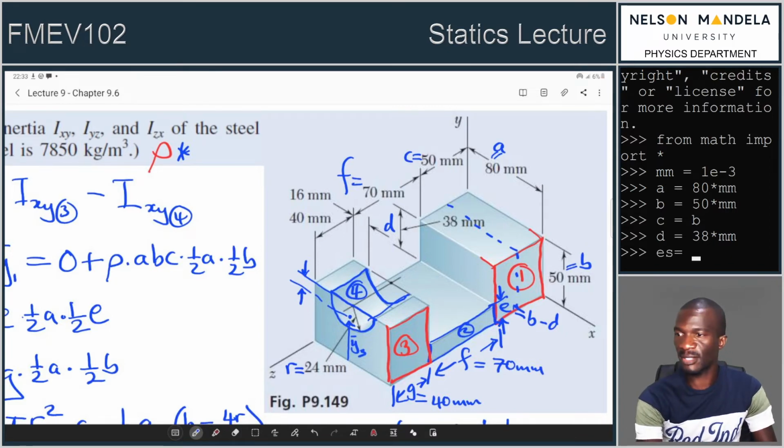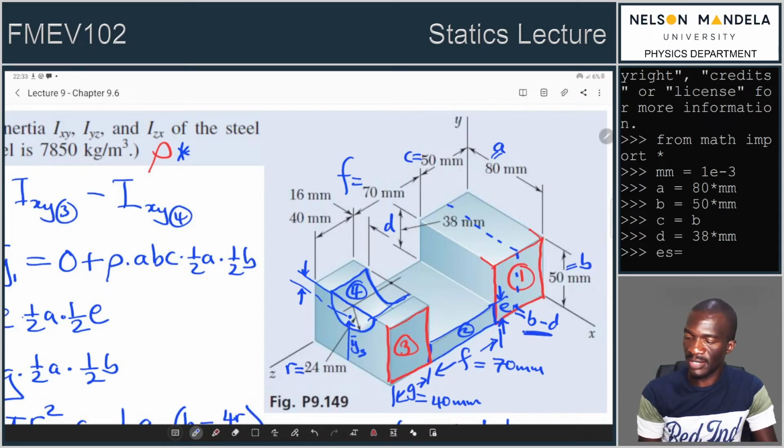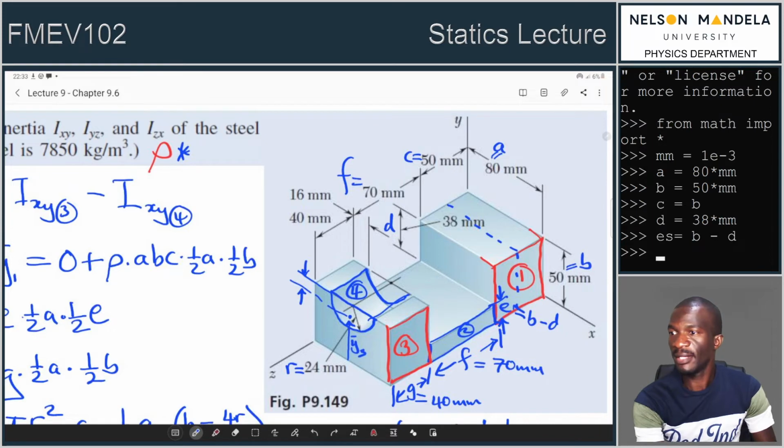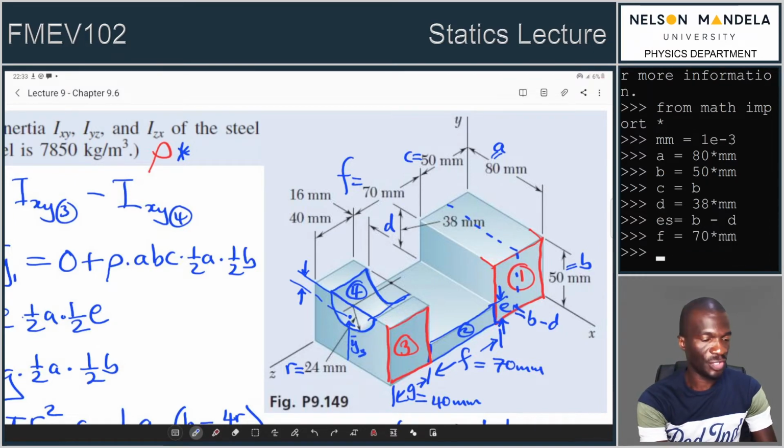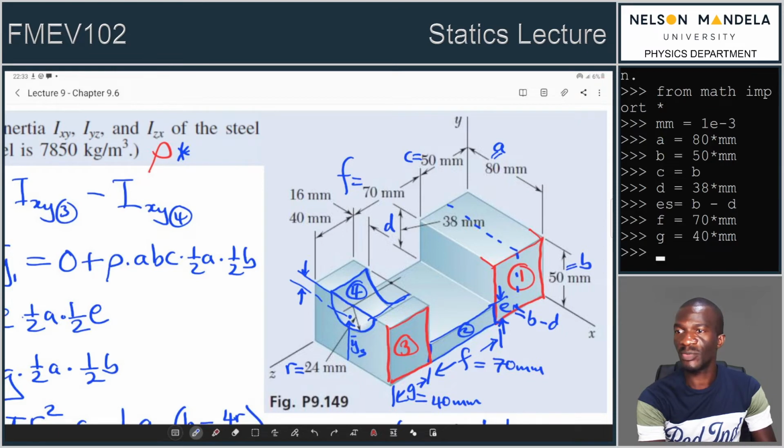So side E is equal to, from our equation, simply B minus D. So there we have it, B subtract D. Then the next is what? An F. An F is defined as 70 millimeters. G is equal to 40 millimeters. Then what else? We have an R. An R is equal to 24 millimeters.